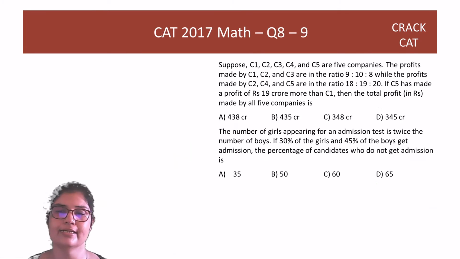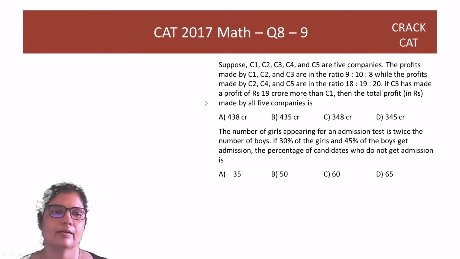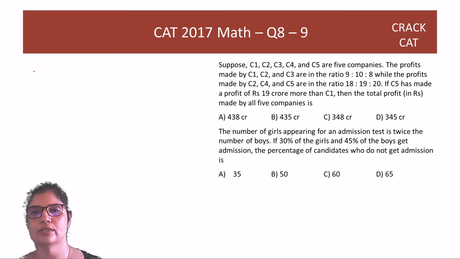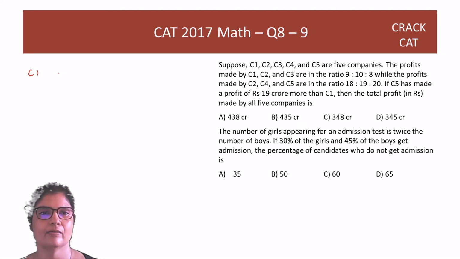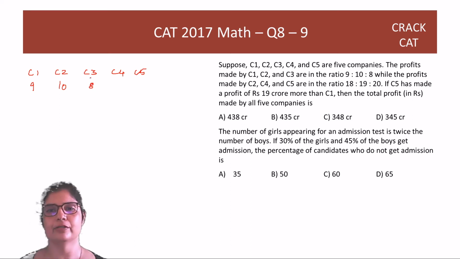Great. Let's look at the next set of questions. Suppose all this is happening. C1, C2, C3, C4, C5 are 5 companies. Their profits. So C1, C2, C3, C4 and C5. Right? Here 9 for C1, C2 is 10 and C3 is 8. Now the common number between the two guys is C2. In the second case, the profits are C2 is 18, sorry.